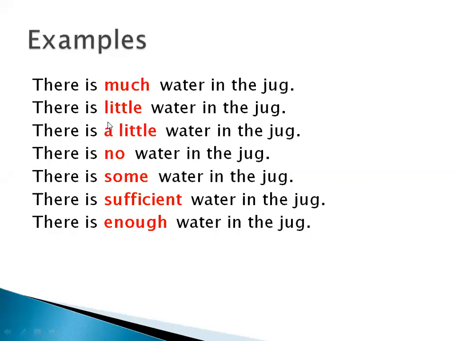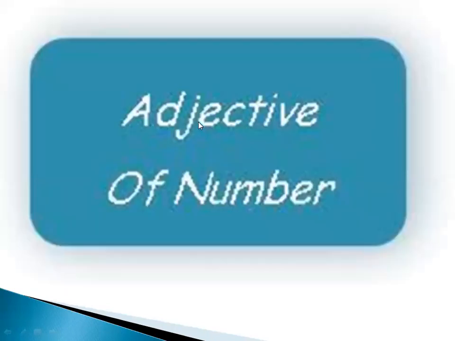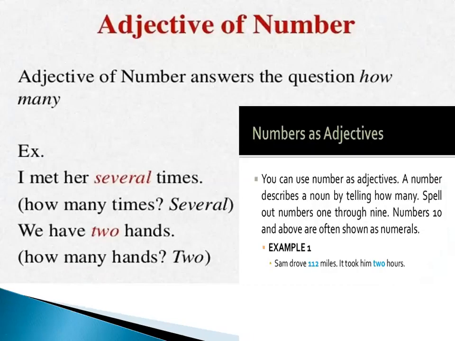Okay, so these are the examples. Now we have the third, which is adjective of number. Adjective of number answers the question how many. It means that we talk about how many countable things in this category. There is a big difference between how much and how many.